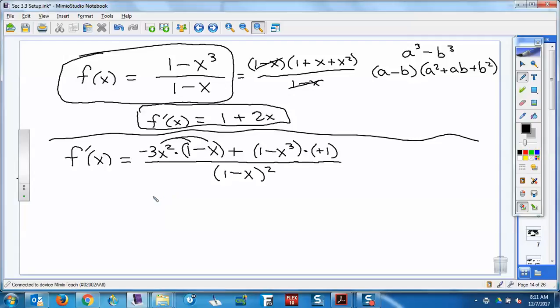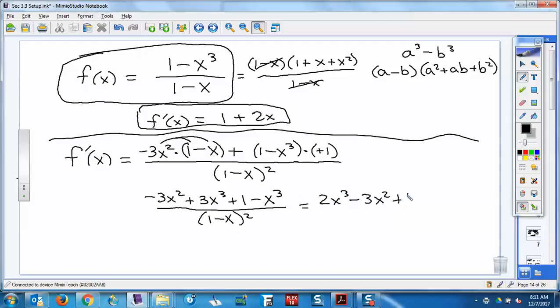Okay. So I'm going to have -3x squared plus 3x cubed plus 1 minus x cubed, all over 1 minus x quantity squared. Simplify the top because I'm hoping some things combine. The reason I always distribute out, FOIL out the top, is that I'm hoping to combine some like terms, maybe some things disappear, maybe some things factor and cancel. You just never know. That's the kind of obvious simplifying I expect you to do. Okay?